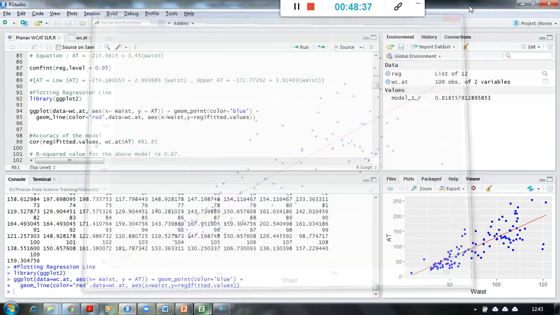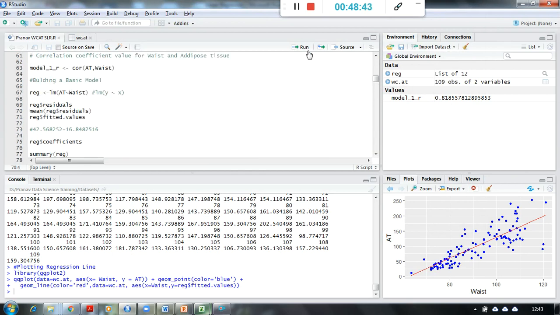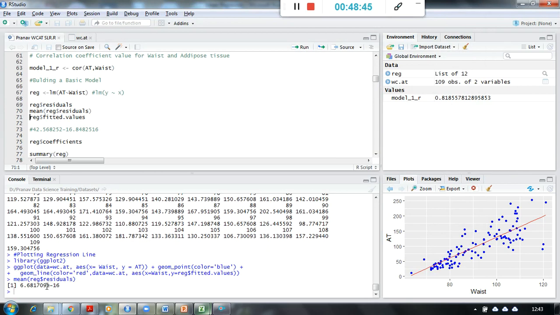Now let us understand why we check the average of errors. My average of errors should be 0, which means that I am getting a linear model. As long as my model is linear, the errors on both sides have to cancel each other. That is when I would say that it is a least squares, or regression, line. So if I calculate the average of the residuals given by this model, it is 6.6 e to the power minus 16.